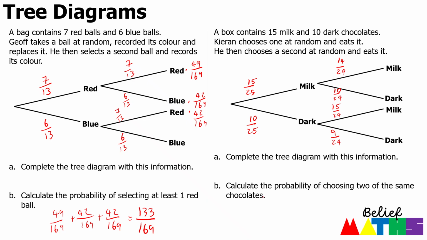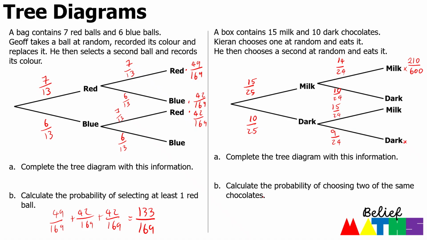Okay, now choosing 2 of the same chocolates, we want 2 milk or 2 dark. So that's this one or this one. So if we get 2 milk, we're going to do 15 times 14, which is 210, divided by 25 times 24, which is 600. Again, if you need to do that on the side, you can.